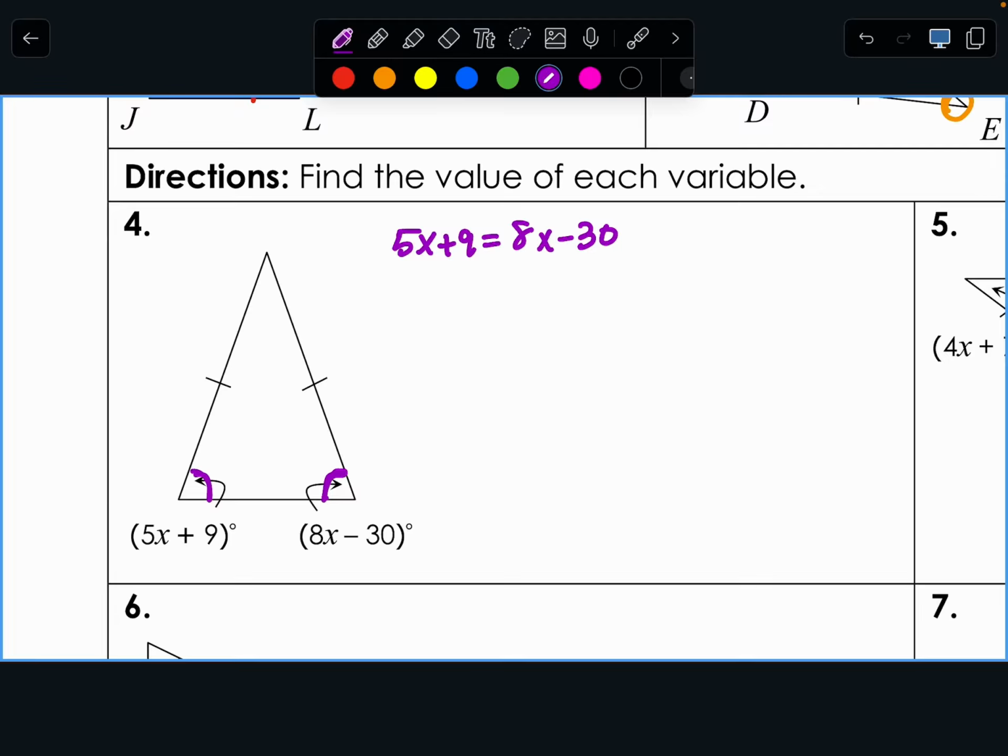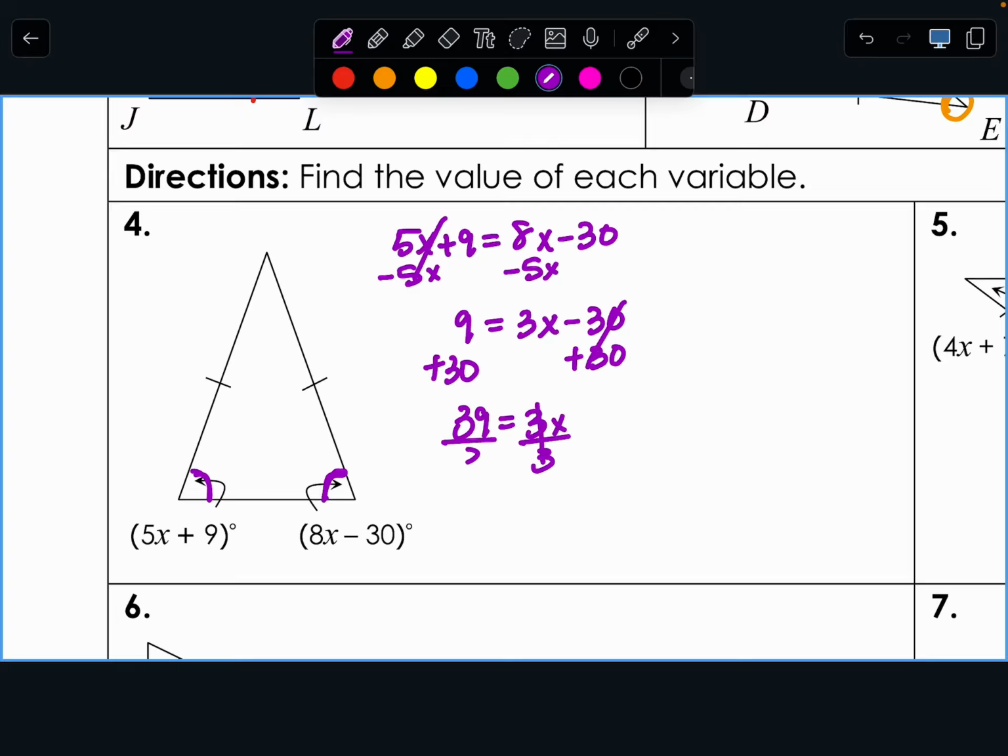Once we get to this point, the math isn't difficult. It's knowing whether they're equal or do I need to subtract from 180? Like, what do I need to do with those? And so it's all about knowing the relationship so that you can set them equal. So then we subtract 5x. 9 equals 3x minus 30. Then we add 30. 39 equals 3x. And then we divide. 13 is x.